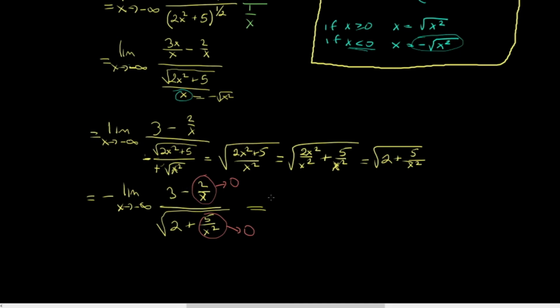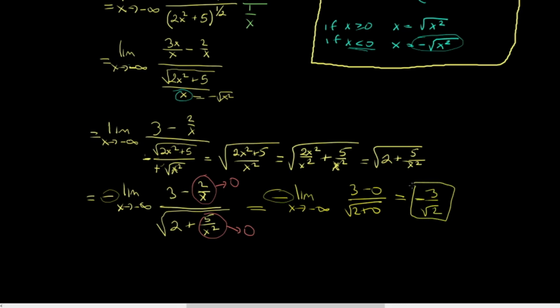What's left over is negative. The negative is still in front here, so don't forget that. Limit as x goes to negative infinity of 3 minus 0 over the square root of 2 plus 0. But now there's no more x's, so this is just going to be the constant, 3 over square root of 2. But be careful, there's that negative in front, so it's actually negative 3 over the square root of 2. And that's our final answer, right?